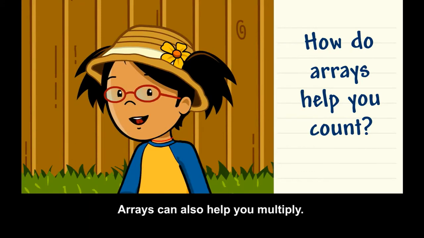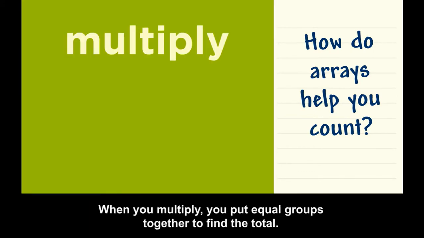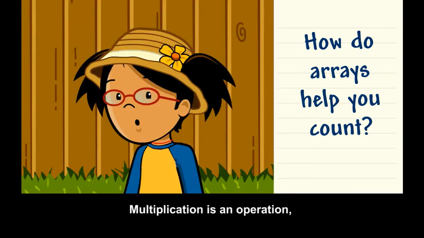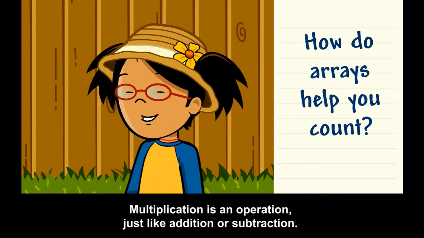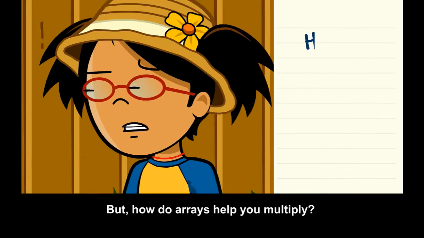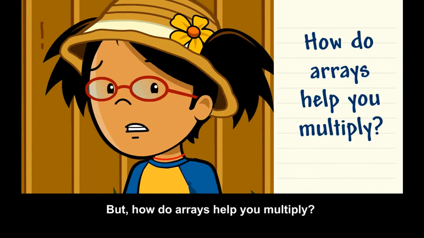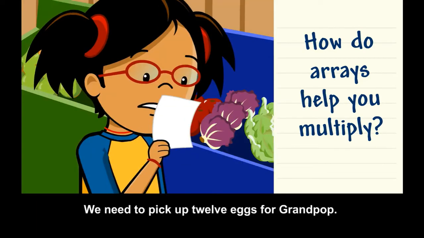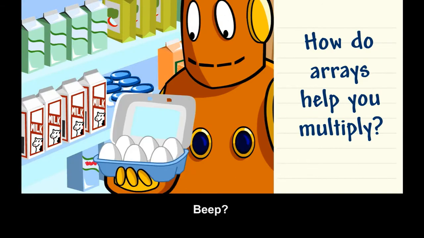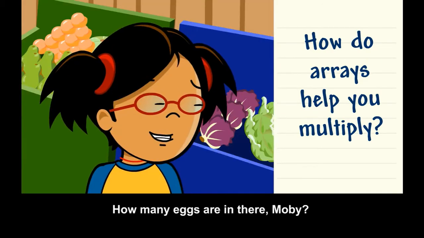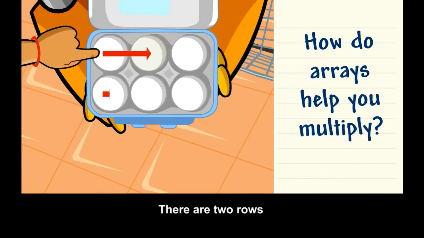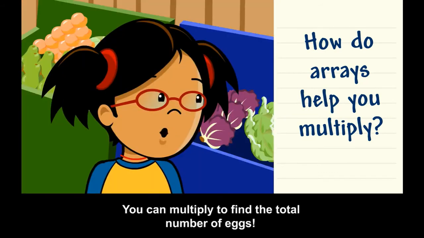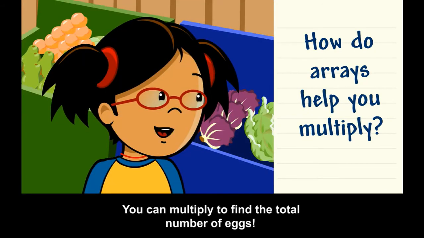Arrays can also help you multiply. When you multiply, you put equal groups together to find the total. Multiplication is an operation, just like addition or subtraction. But how do arrays help you multiply? We need to pick up 12 eggs for Grandpop. How many eggs are in there, Moby? There are 2 rows, with 3 eggs in each row. You can multiply to find the total number of eggs.